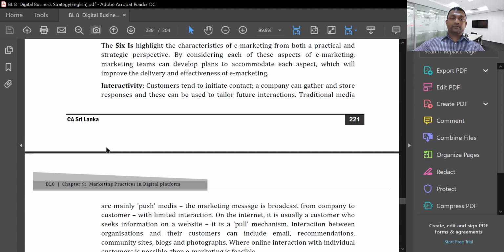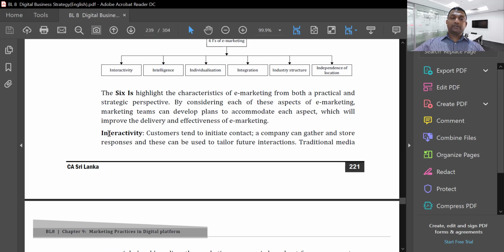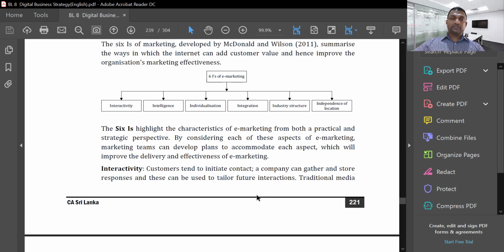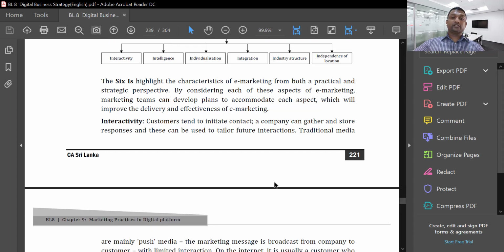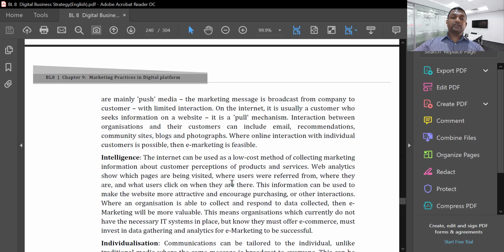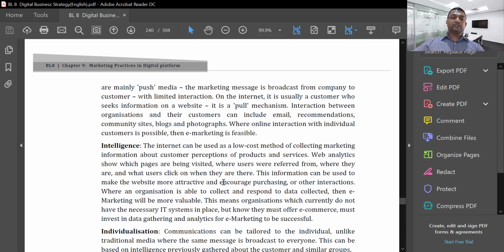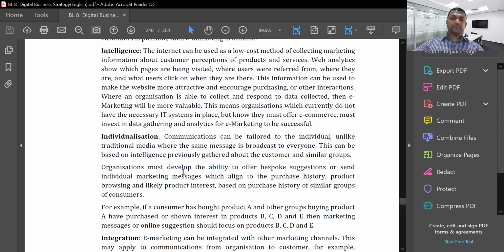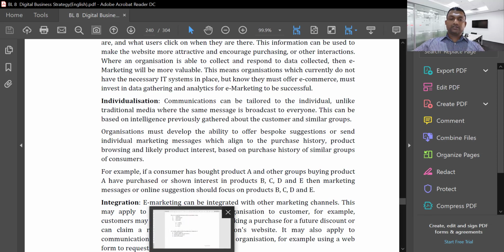So it starts from interactivity, because in e-marketing customers interact with the content and they respond to it. So their interactivity we can use to forecast what they will do and how they will act in future interactions with us. Like that, all these characteristics of e-marketing are specific to the electronic marketing aspect as compared to normal traditional marketing.